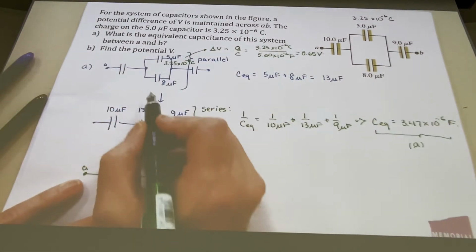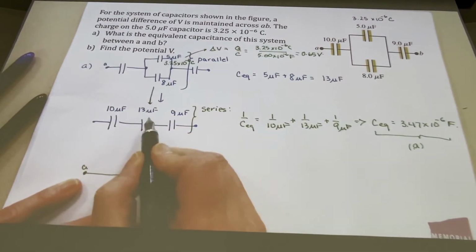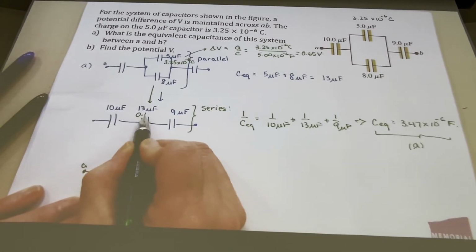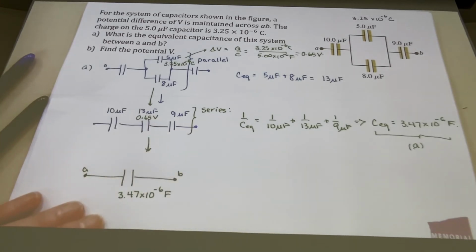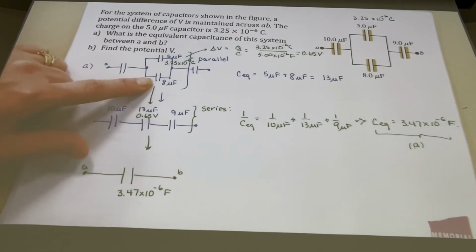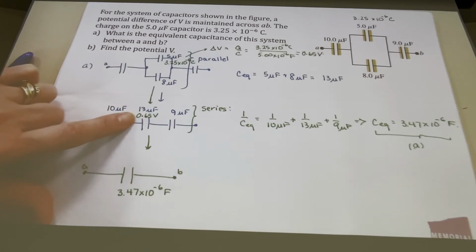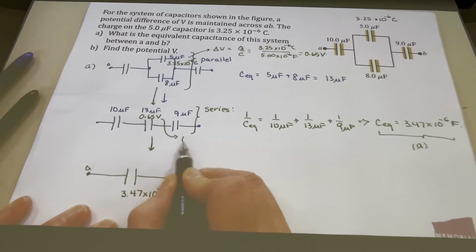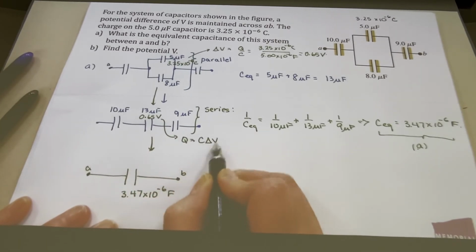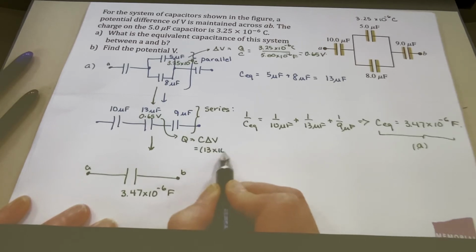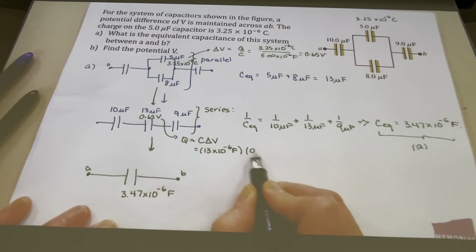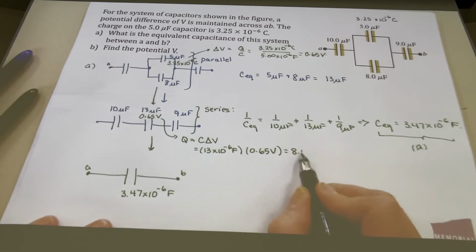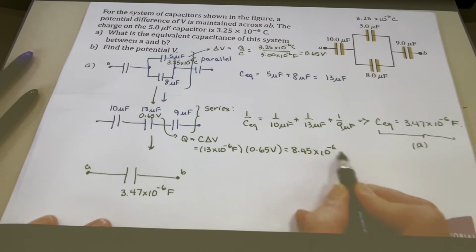These 2 are connected in parallel. And the parallel combination gave us 13 microfarad capacitance. So this has to have 0.65 volts. Okay, because that one is the parallel combination of these 2. If I know the capacitance and the potential right here, I can find the charge on this one. Q equals C times delta V, 13 microfarads times 0.65 volts, to get me a charge of 8.45 times 10 to the minus 6 coulombs.